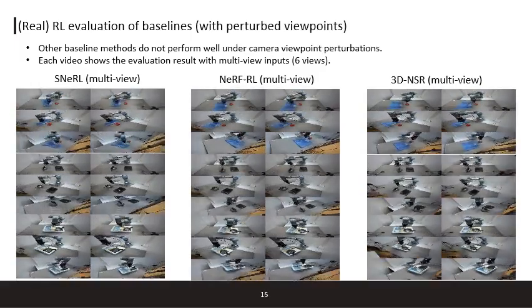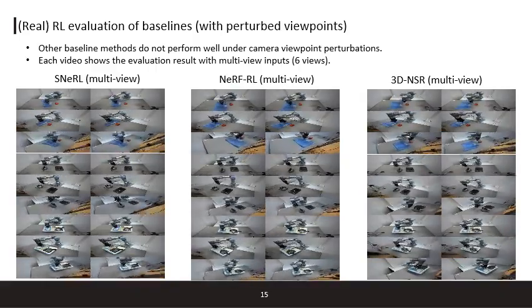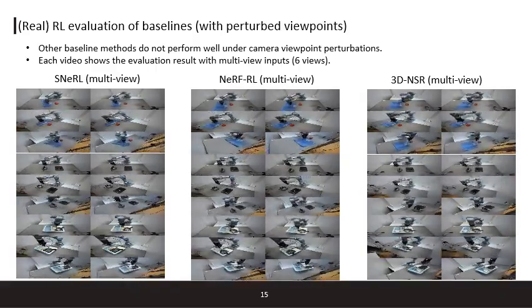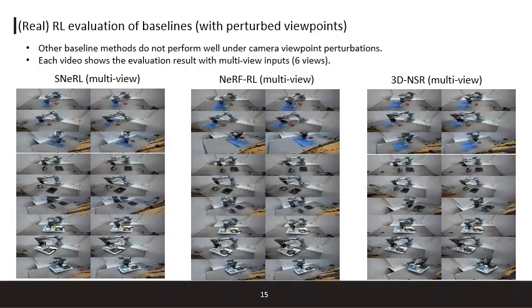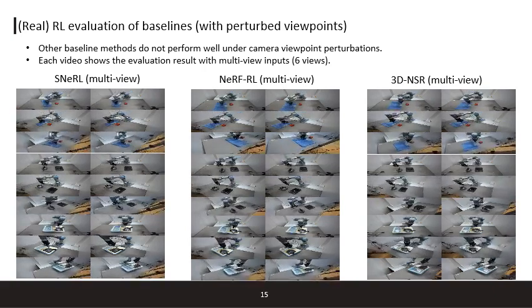We also evaluate the learned policy under viewpoint perturbations by altering the position of one of the stereo cameras, following a setup similar to our previous experiment on viewpoint robustness. As demonstrated in these videos, the baseline methods are sensitive to viewpoint changes, mostly resulting in failures to complete the given task.